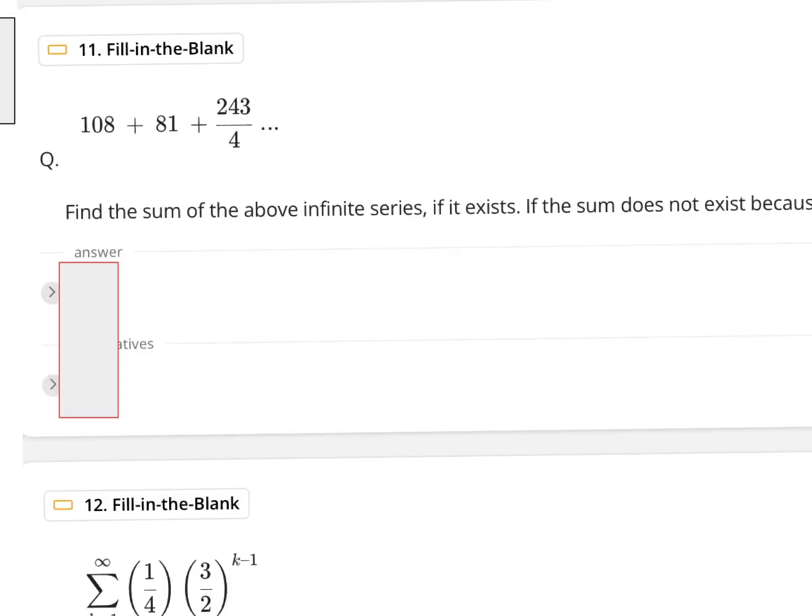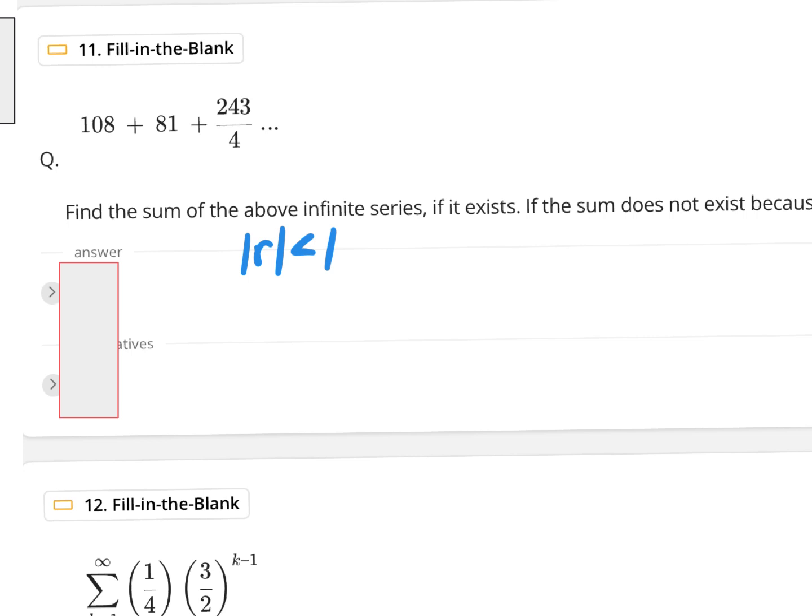On this one, they're asking us to find the sum of the above infinite series. The dots mean that it continues forever if it exists. Now, what does that mean? It all depends on your common ratio. Once again, if the absolute value of your common ratio is less than 1, it's going to be like a decay function, which is convergent, which means that it'll actually have an actual answer.